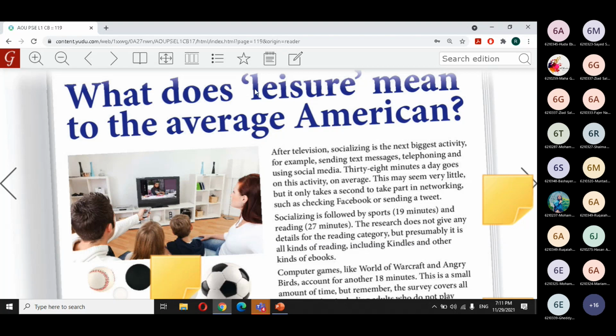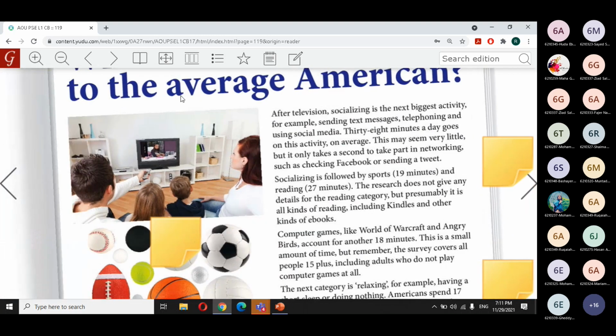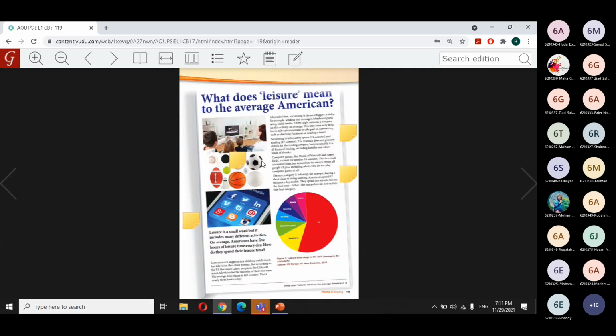So the question is, what does leisure mean to the average American? We said before, when you have a text like this, and they ask you to read the text, before reading the text, try to get information. If there are pictures, a chart or graph, from the title, from the introduction, you can get a lot of information even before starting reading the text.